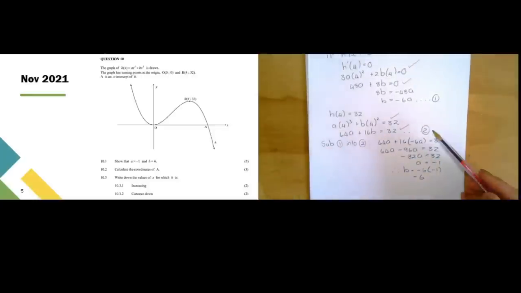Why did they not give a mark for a equals negative 1 and b equals 6? Because it was given in the paper. But to obtain all 5 marks, you must finish the sum and show it. So you cannot just stop there. You must please make sure that you complete the sum and you show it.